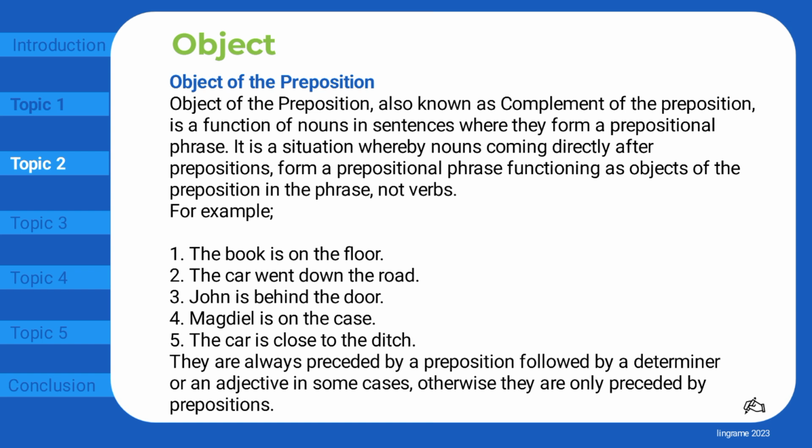For example, the book is on the floor. The car went down the road. John is behind the door. Magdiel is on the case. The car is close to the ditch. They are always preceded by a preposition, followed by a determiner or an adjective in some cases, otherwise they are only preceded by prepositions.